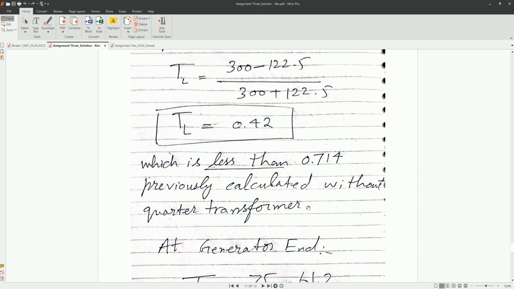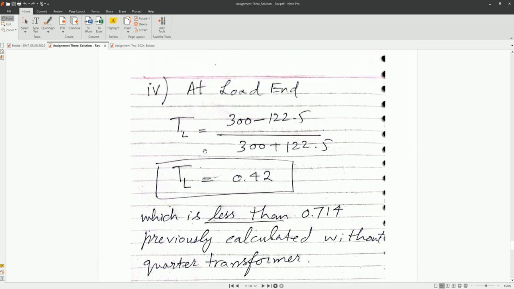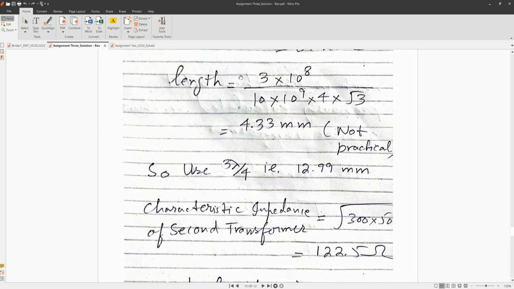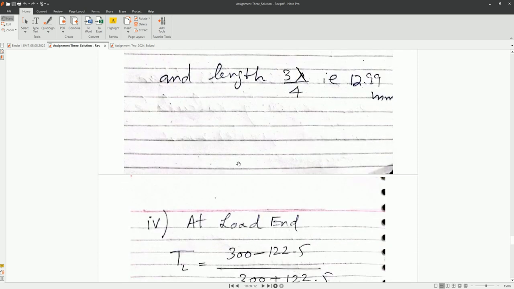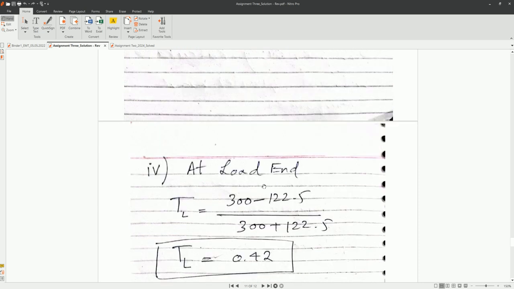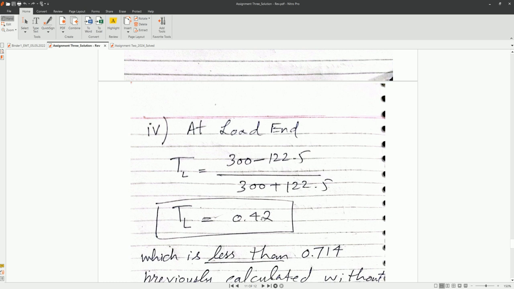Okay, at the load end we will be having 300. So after this quarter wave transformation, what will be the effect on the reflection coefficient? This is the question. At the load end, now we subtract 122.5 from 300, the new resistance. So it will be 300 minus 122.5 over 300 plus 122.5, which is 0.42. So it is reduced. Previously it was 0.7.